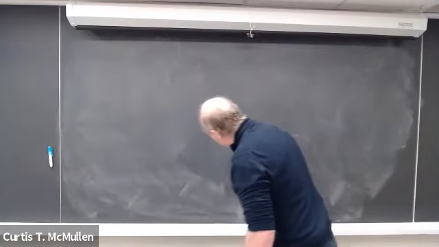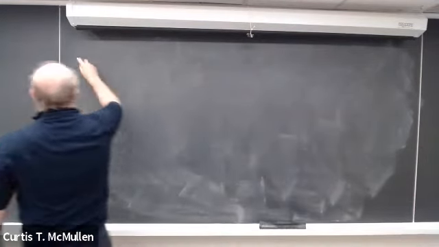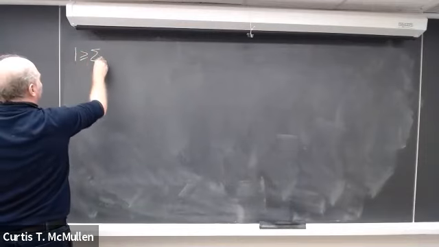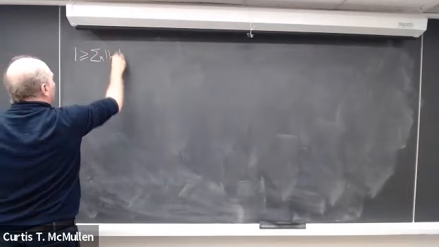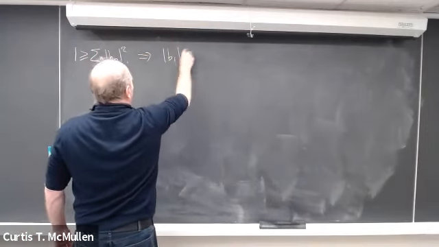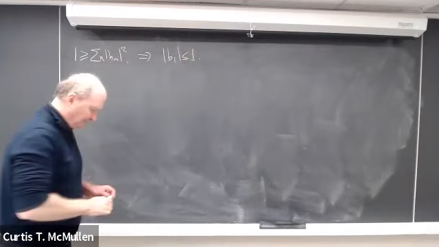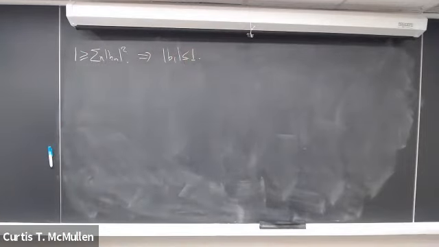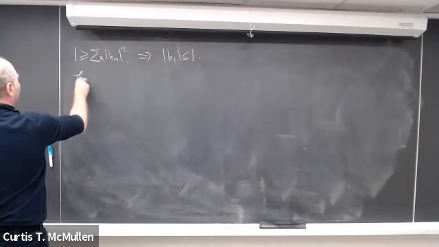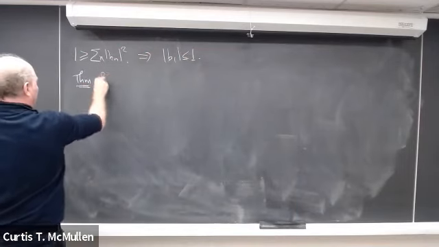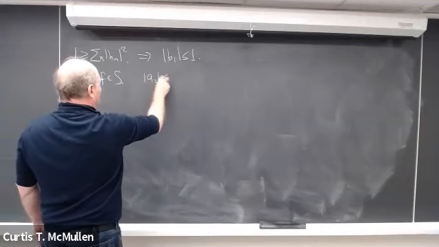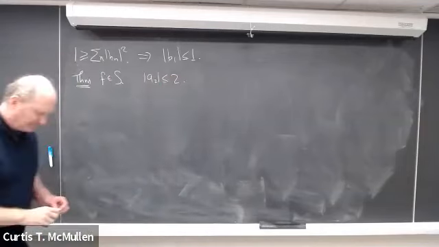So let me just write that down again. We have, in particular, 1 is greater than or equal to the sum of n times b_n squared. And in particular, the absolute value of b1 is less than or equal to 1. Okay, so now let's turn to the proof of this theorem for S, which is that the absolute value of a2 is less than or equal to 2.